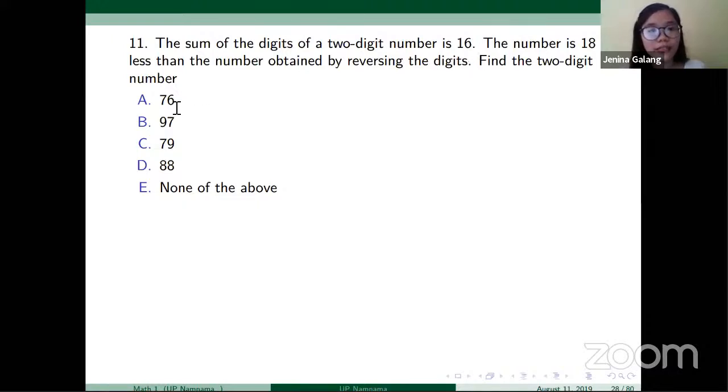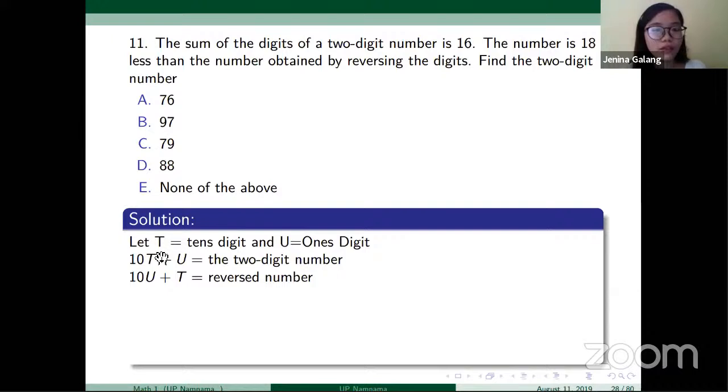So, sa letter A, 7 plus 6 is 13, which is not 16. So, eliminate din natin tong letter A. So, 9 plus 7 equals 16, 7 plus 9 equals 16, 8 plus 8 equals 16. So, now, we begin with letting t to be the tens digit of the two-digit number and u be the ones digit.